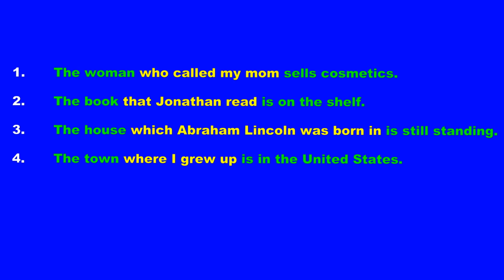Number 3: The house which Abraham Lincoln was born in is still standing. Which Abraham Lincoln was born in is the adjective clause. Number 4: The town where I grew up is in the United States. Where I grew up is the adjective clause. We can look at the adjective clause also as additional information to the subject. It also could be additional information to the object if placed after the object.